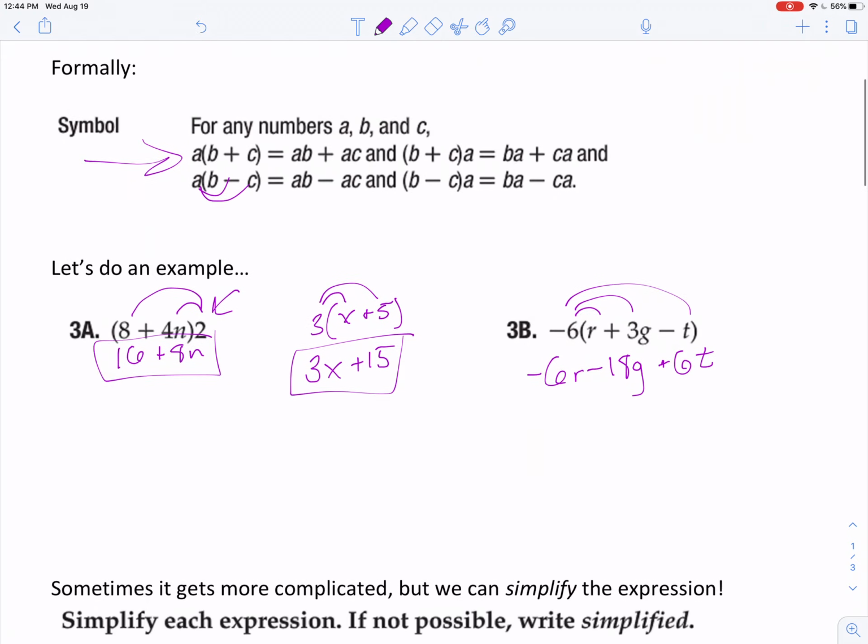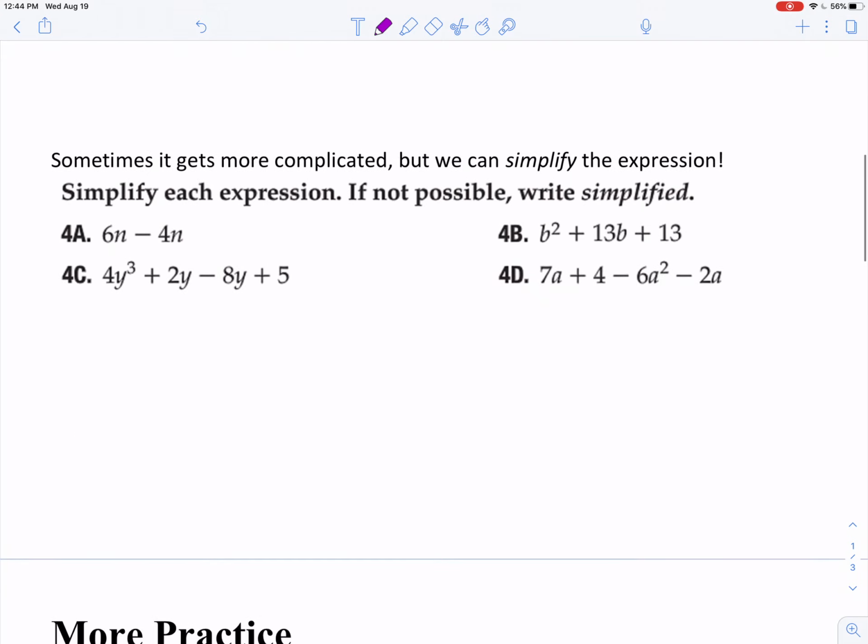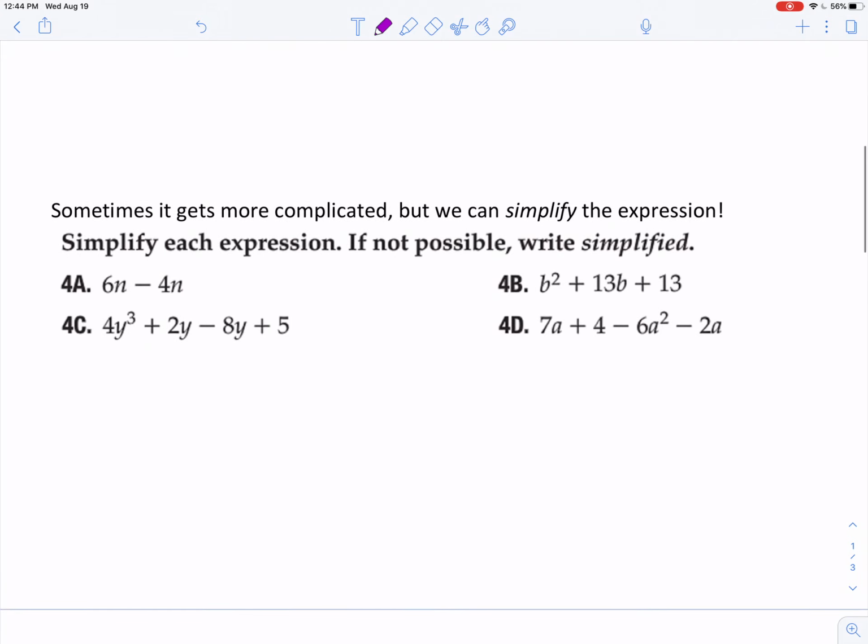Okay. Let's try something a little bit more complicated. Here they're going to be telling us to simplify each expression. If there were parentheses, I'd want you to do that first, and then after that, just combine like terms. It says simplify each expression, which is super crazy sounding, but it literally just wants you to combine like terms. So 6n minus 4n, just take the 6 and the 4, do whatever it says to do. 6 minus 4 is 2n.